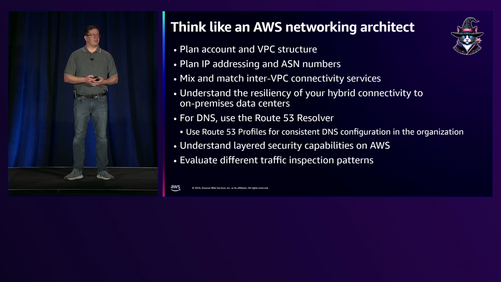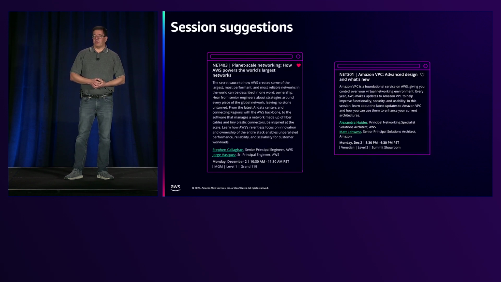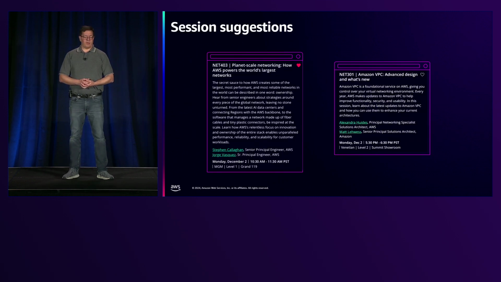Finally, evaluate the different traffic inspection patterns that Dimitri talked about. Centralized versus decentralized, not one size fits all. If it did, we'd have it in a golden guide. We do recommend a couple other sessions here at re:Invent. The follow-up to this one is NET201 later today. This is where we talk about the advanced design and some of the additional new features. And then NET403 talks about planet scale networking. Really interesting sessions. I encourage you to watch them if you can't get into them today.